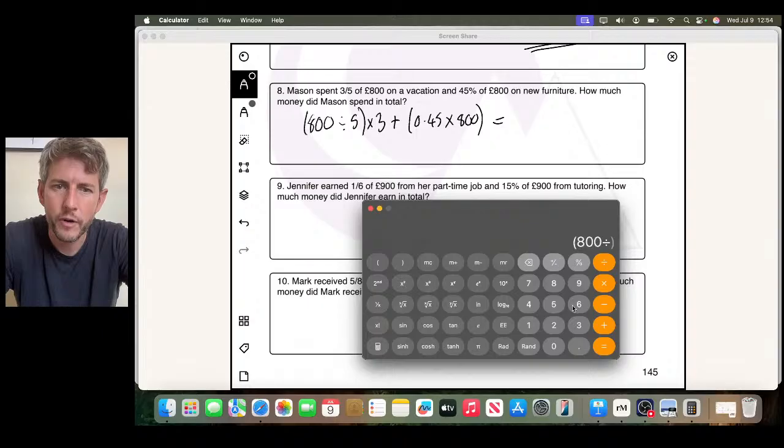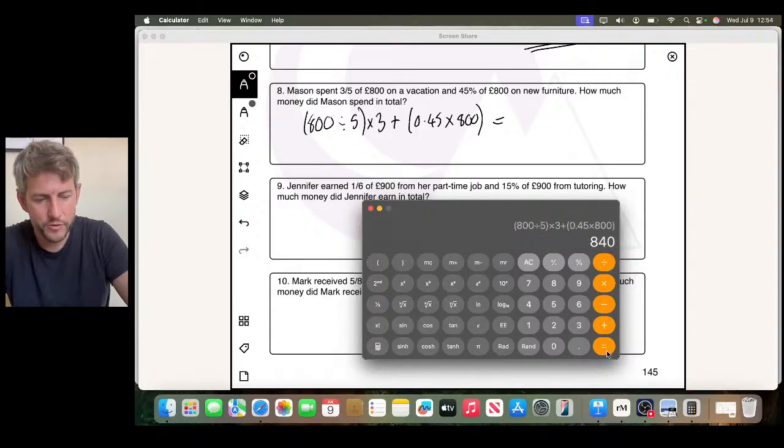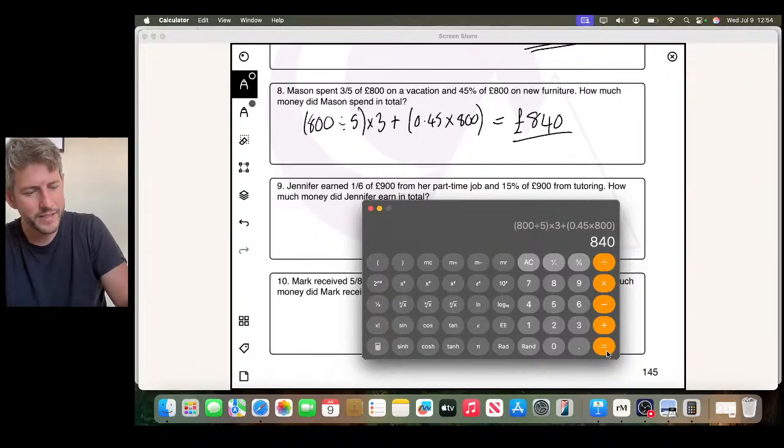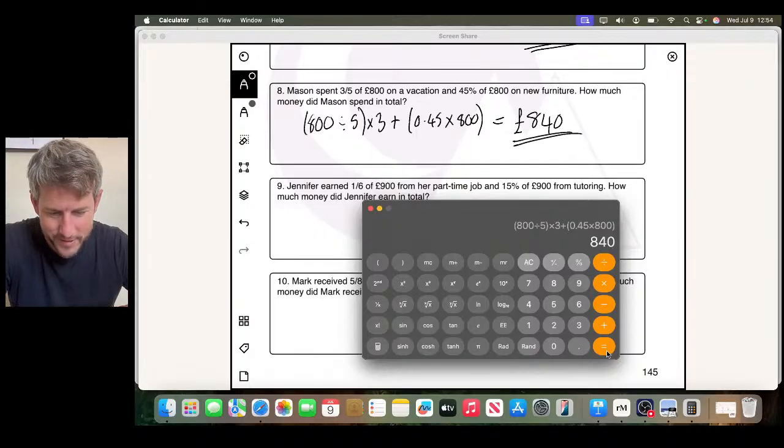800 divided by 5 times it by 3, add 0.45 times by 800. Oh, and that'll be £840. Okay. Hopefully £800 didn't represent the amount of money that he had. Right.